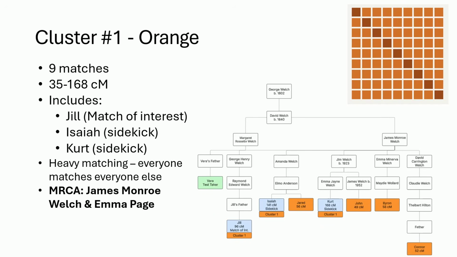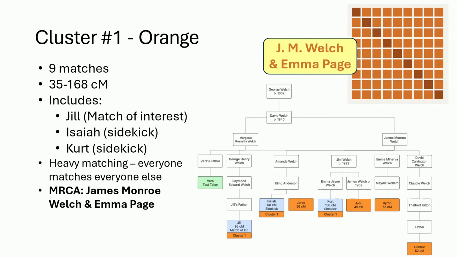I think it's because it's using the amount of DNA shared between each other, and we can see that now in the Pro Tools shared matches. The fact that Isaiah and Jared and Kurt and John and Byron and Connor all shared a lot with each other helped group them into this cluster. So the common ancestor is Welch Page.